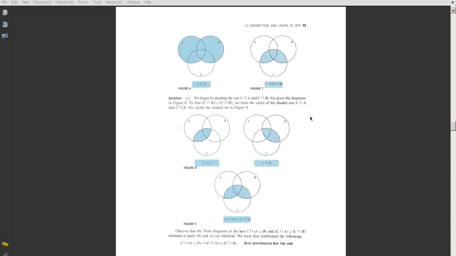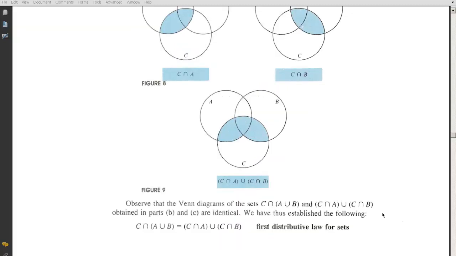Okay, this is a little bit small, but this is C intersect A union B, and this is C intersect A union C intersect B. We get the same region, right? So that suggests that this expression is equal to this expression. Okay, so that's kind of interesting. So they write that down. C intersect A union B is equal to C intersect A union C intersect B.